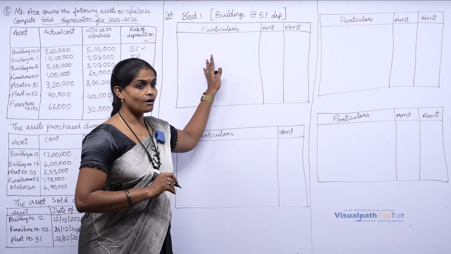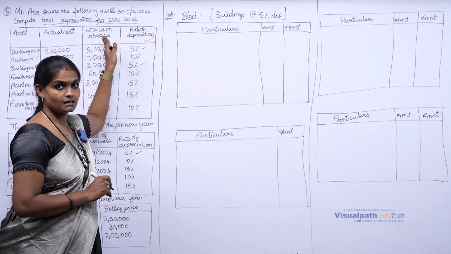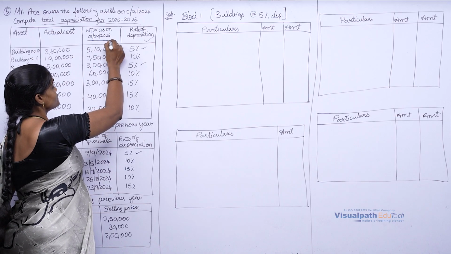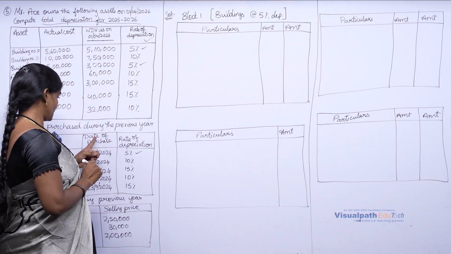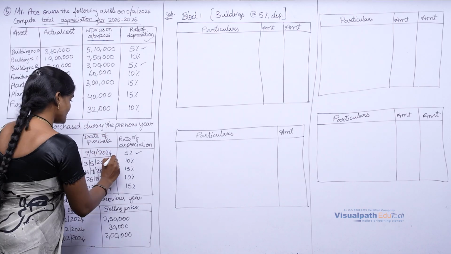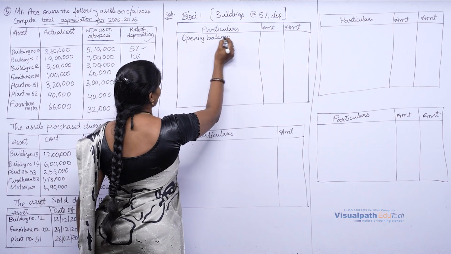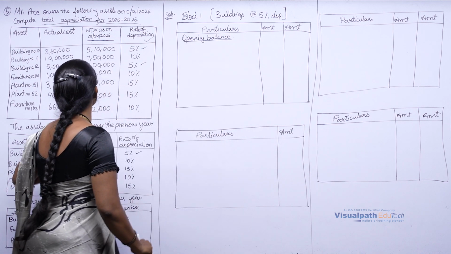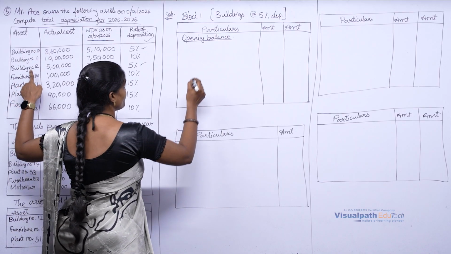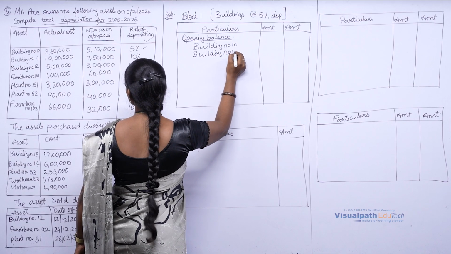Now, how to calculate the actual cost now? Now here the opening balance of the asset is given. That is the WDV, written down value of the asset, is given as on 1st April 2025. Now additionally one asset has been purchased under this block on 9/9/2024. Now you have to take the opening balance. Now under opening balance, you have two different assets. This is building number 10 and building number 12.